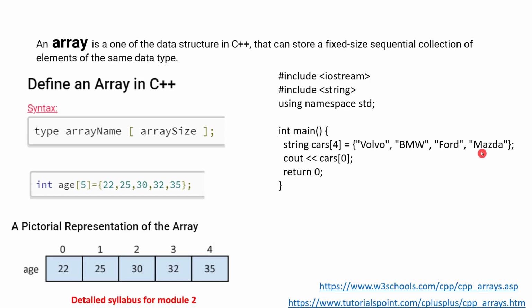So four car names are there, and you are putting cout cars 0. I told you when these four inputs are there, the first one will come into 0th position, the second one to the first position. So calling out 0 and returning 0 because you are not returning any values. So this will print Volvo. So the output will be Volvo. Suppose this was cars 2, then it will be 0, 1, 2. Ford will be printed there. We will study this in detail in module 2.